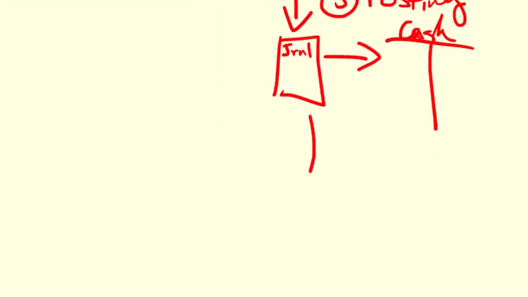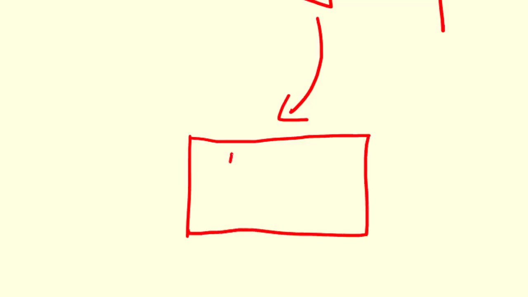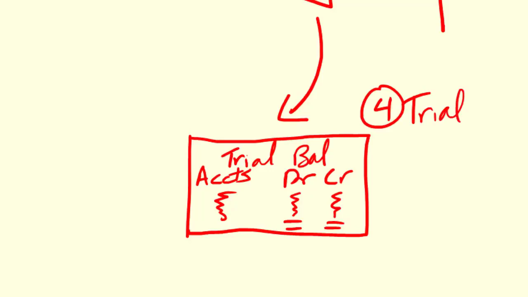All right, after we finished posting, the next thing we do is create a trial balance. And I'm going to create a big picture here so I can fit everything in. So this is our trial balance. And in the trial balance, we're going to list all of our accounts. And then we're going to list debit balances in one column and credit balances in another column. And hopefully they line up. So this is step 4, and it's creating the trial balance.